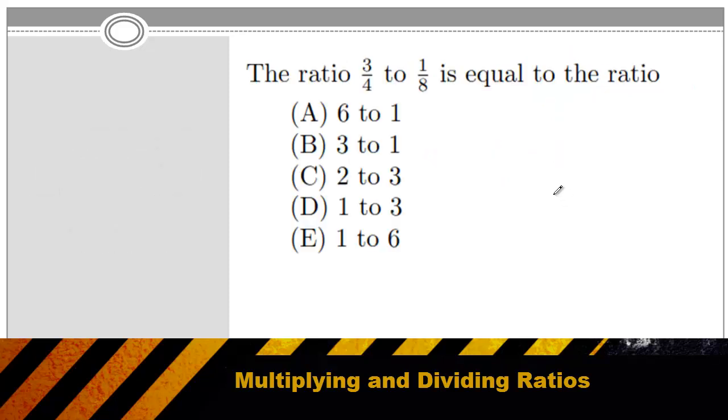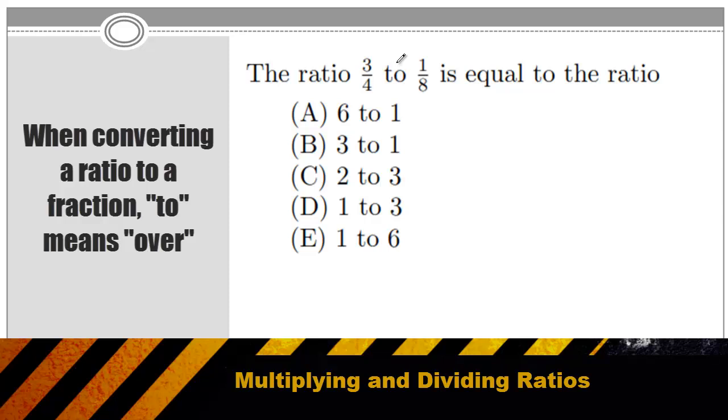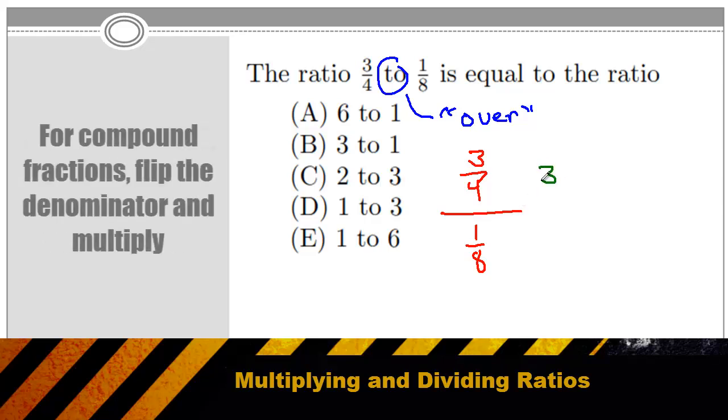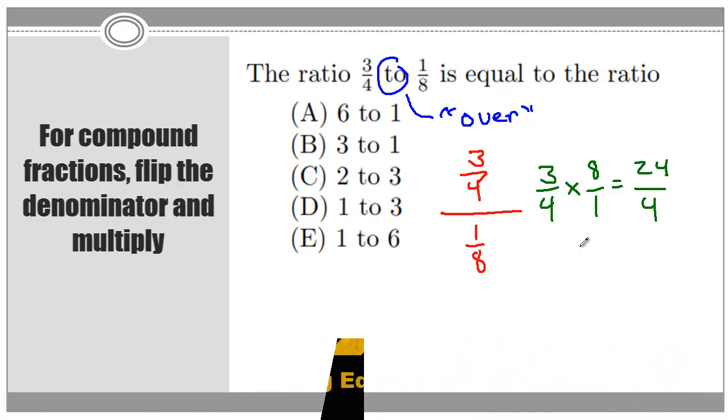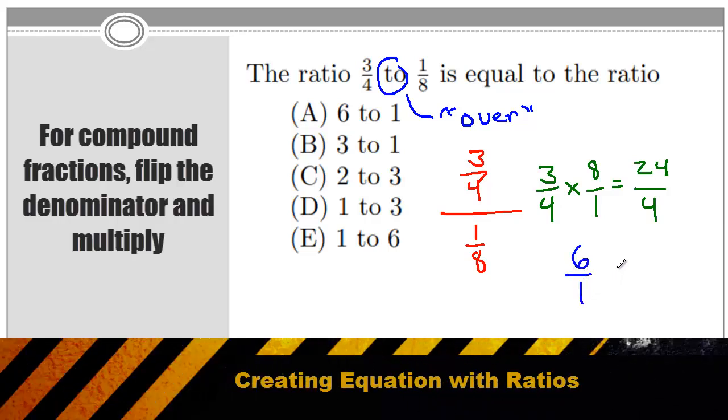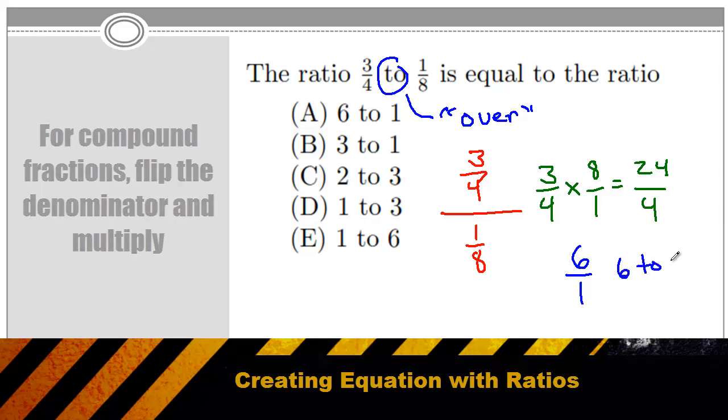When they ask you to simplify two ratios, all you really have to remember is the word "to." That means over. So I could write the ratio of 3/4 to 1/8 as 3 over 4 over 1 over 8. And then following my rules of fractions, I'm simply going to flip and multiply my denominator. So my equation becomes 3 over 4 times, flip the denominator, 8 over 1, or 24 over 4, which I can then reduce to 6 over 1, which of course is the same thing as 6 to 1.